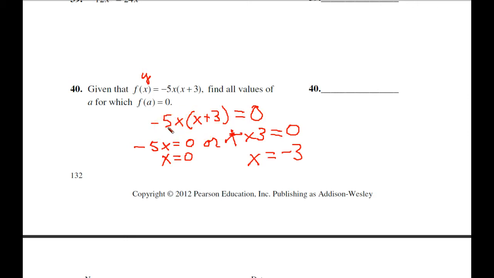Okay, this wraps up this section. Again, try to stay current with your practice and quizzes.